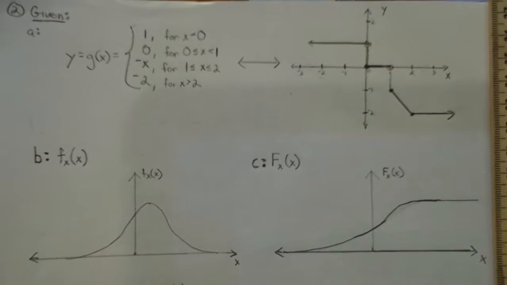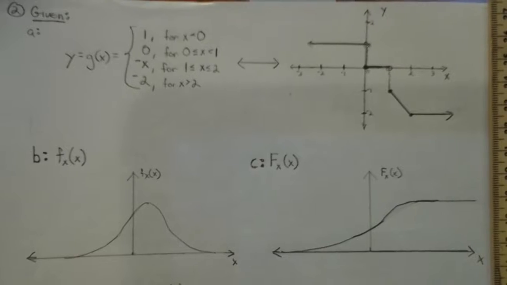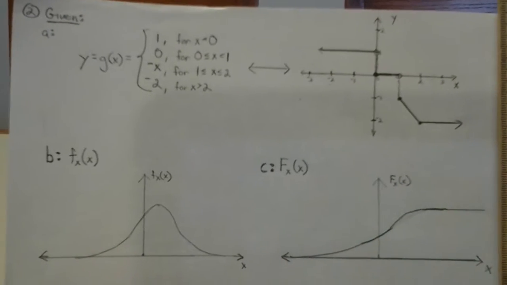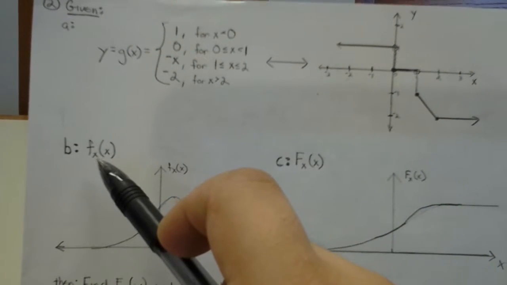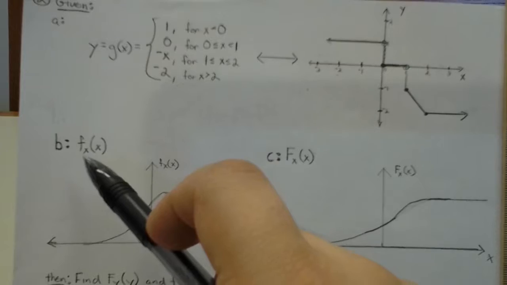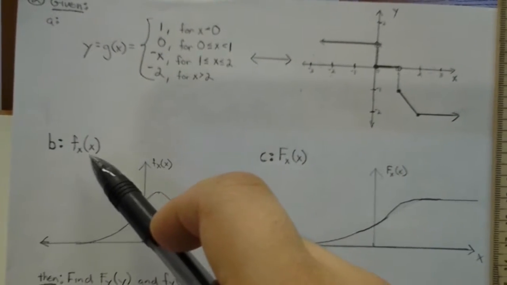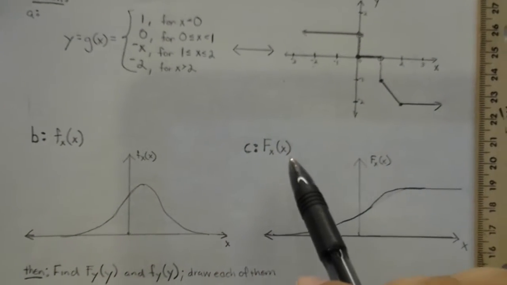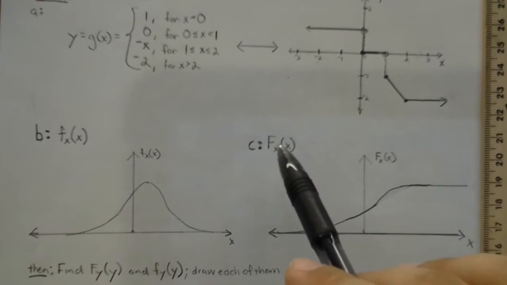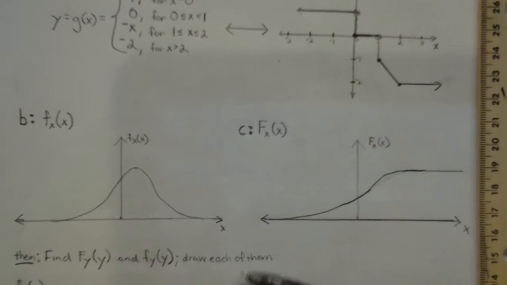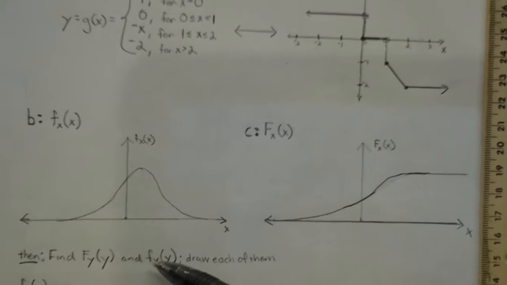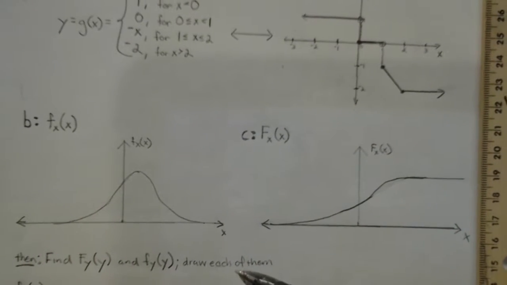All right, we're going to proceed to do problem number 2 of homework number 4. Basically, problem number 2 gives us several functions. Specifically, it gives us y equals g of x, and little f of x, which is the probability density function in terms of x, from which we can get the big F of x, the cumulative function. Given this, the question asks us to calculate little f of y and big F of y, as well as to draw them out.